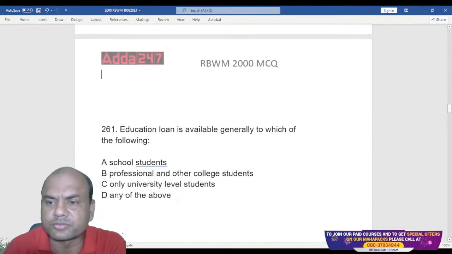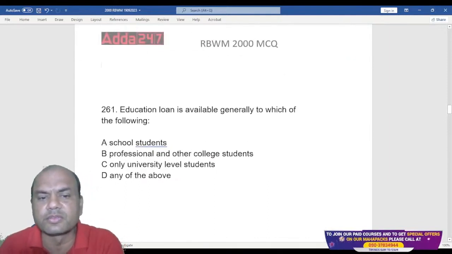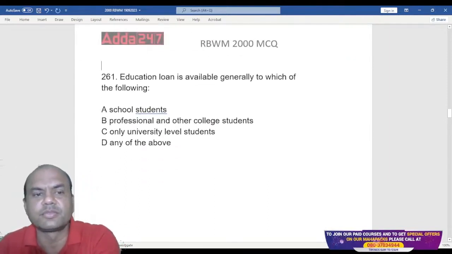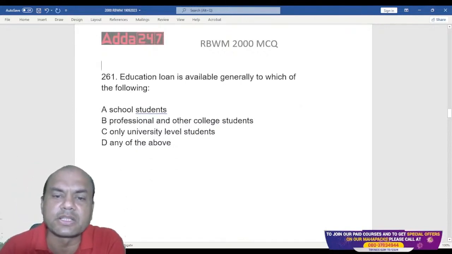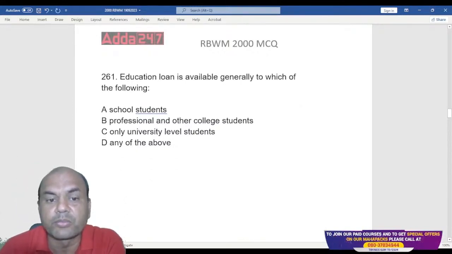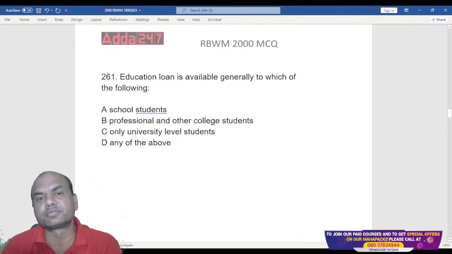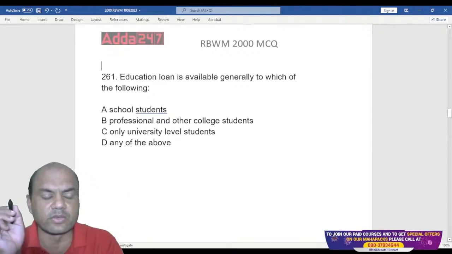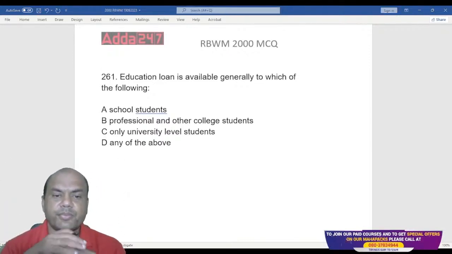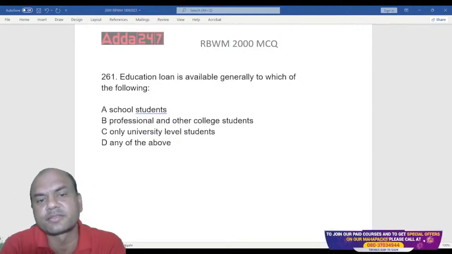Next one, move on. Education loan is available generally to which of the following? School students, professional and other college students, only university level students, or any of the above. So to whom is the education loan available now? Who gets the education loan? Let me see. Yes.